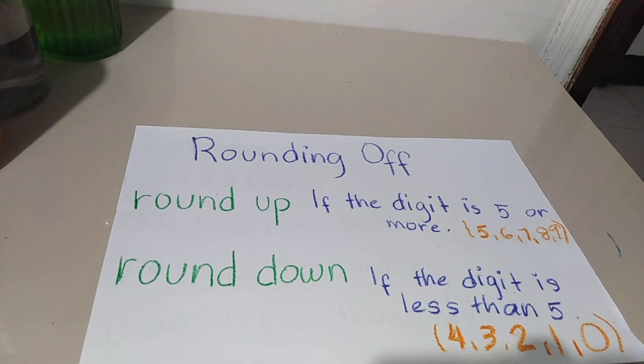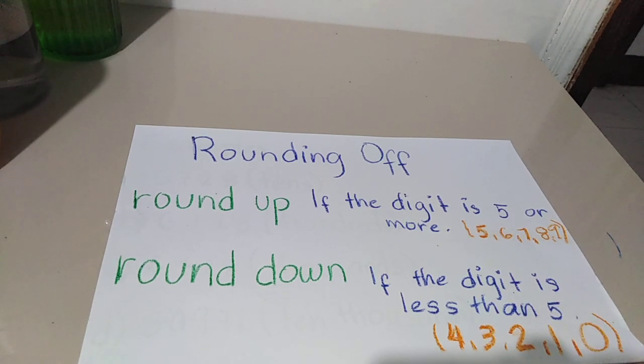Pero, pag yung number beside the number you're rounding off is less than 5, meaning pwede siyang 4, 3, 2, 1, or 0, you're going to round it down. Meaning, wala kang babaguhin dun sa number na yon. Hindi ka magdadagdag ng 1. At hindi rin siya bababa. The same lang siya. Pareho lang yung number. And then afterwards, magiging 0 na lang yung mga numbers to the right of the number you're rounding off.